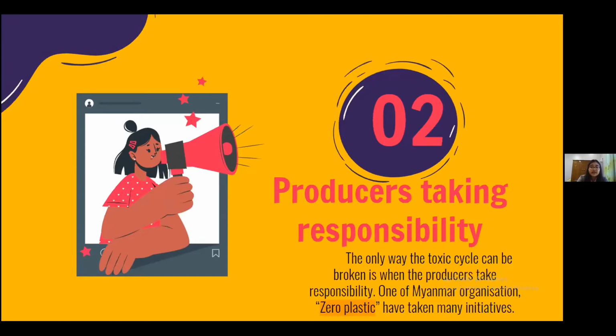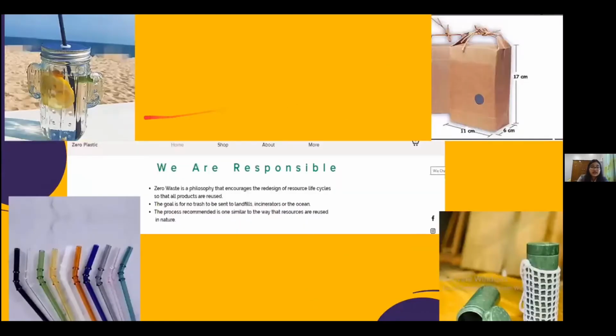One of the main Myanmar organizations called Zero Plastic has taken many initiatives. Here you can see a clear way they're saying that we're responsible. They're responsible for whatever they're producing, and thus taking responsibility for all the plastic they produce or they don't produce. Here you can see a picture of how plastic bottles are replaced with finely made glass bottles.